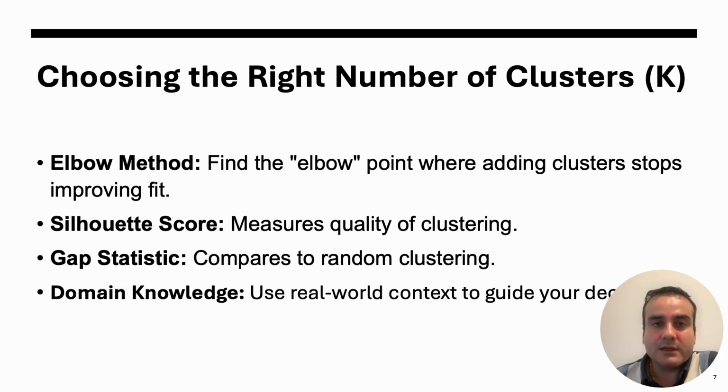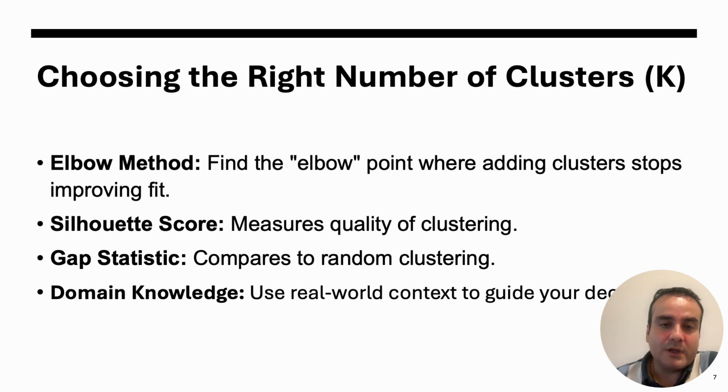The second technique is silhouette score. This measures how similar a point is to its own cluster compared to other clusters. A high silhouette score means the point is well matched to its cluster and poorly matched to neighboring clusters. You want to pick k that maximizes the average silhouette score. The third technique is Gap Statistic.